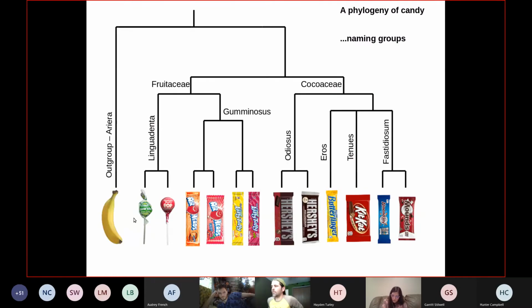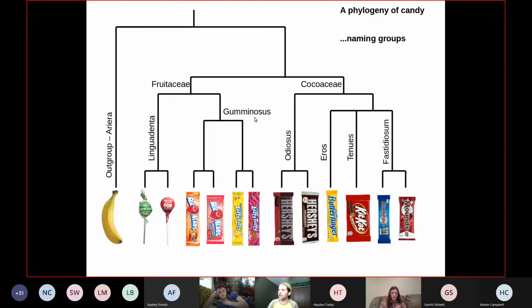So I'll show you some clades, and this is how things get named. Okay, you see ACE, that means family. So Fruitaceae, this is just a made-up word I made for the family of fruit. And the Cocoaceae, this is the family of chocolatey stuff. I can refer to the Fruitaceae Clade, and if you had this phylogeny, you should know that that's everything downstream from Fruitaceae. So that'd be all these candies here.